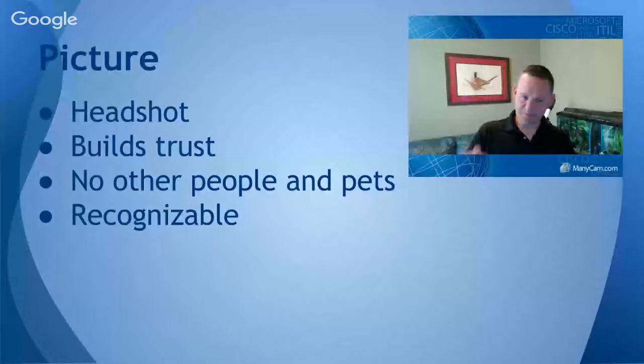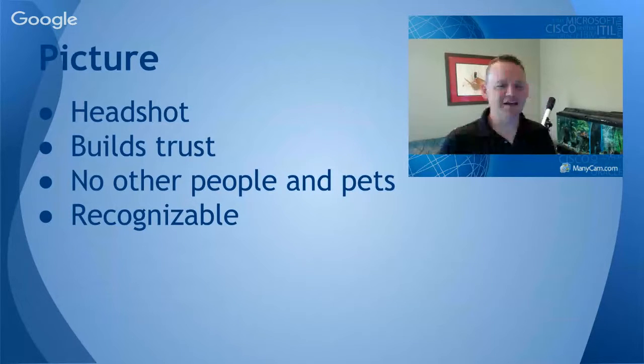It shouldn't contain other people. It shouldn't contain pets. It shouldn't contain your children or your spouse. It should be a picture of you, and it should be a recognizable picture of you, so that if I saw your profile, and then I go out and now I see you at a networking event, I'll be able to recognize you off of your profile picture. So those are the general guidelines for adding a picture.